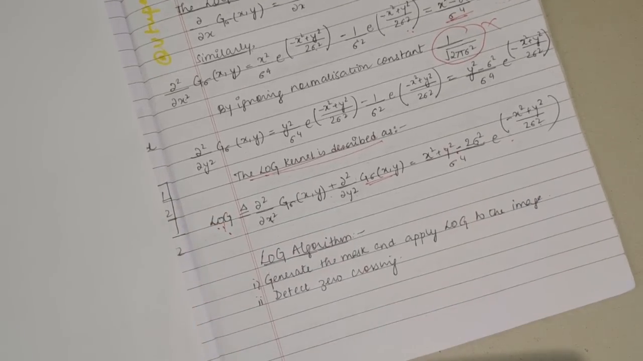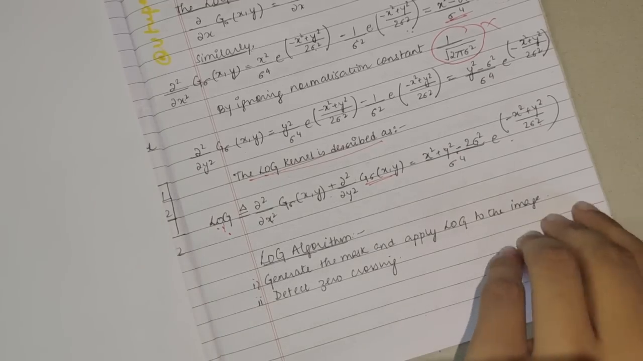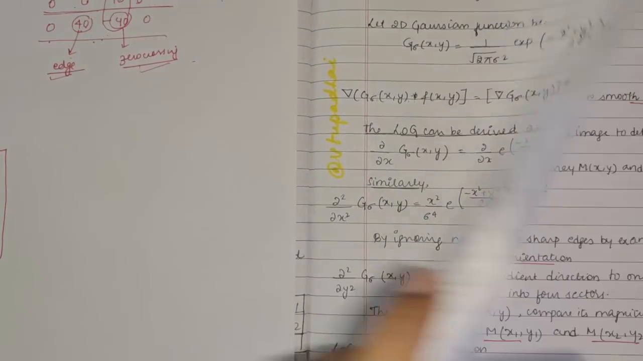Okay, next is what is the LoG algorithm. What does the algorithm say? We first generate the mask and apply the LoG to the image, and then you detect whether you have a zero crossing or not.